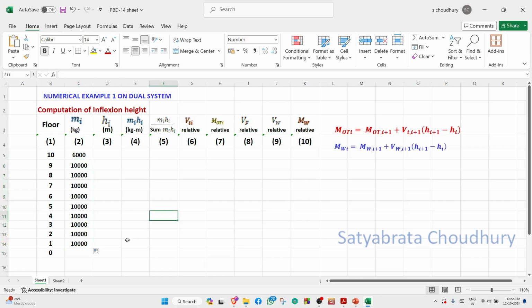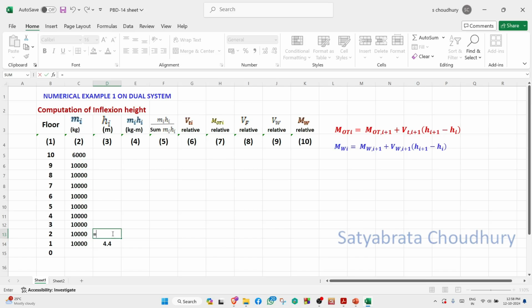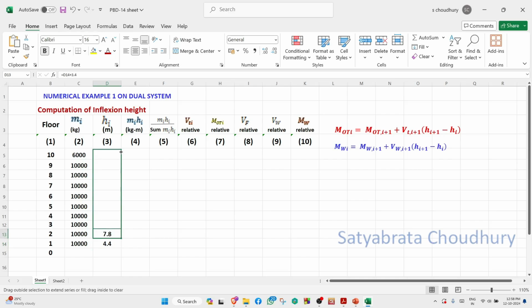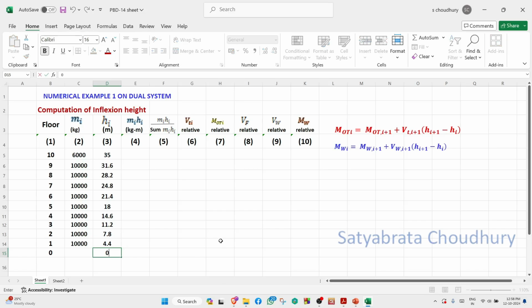Okay, heights. We can start from the bottom, because the bottom height we know. The first floor height is the ground story height, which is 4.4 meter as given. All the interstory heights are common, 3.4 meters. So with this I will take the help of an Excel formula, equal to this plus 3.4, for the height of the other stories. This gives this value, and you can drag this formula upward. So these are the heights of the floors. The roof level height is 35 meter from the ground. The ground level height is 0.